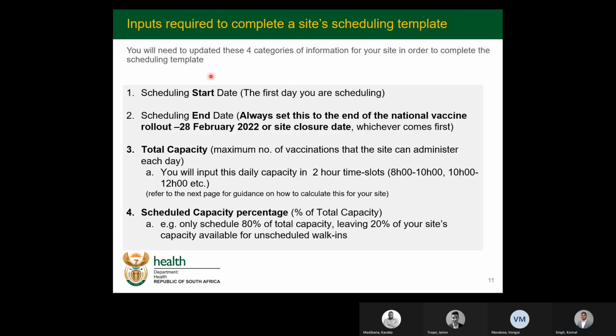Okay. From these slides onwards, we'll talk about how to set up the site scheduling template. Please note that you'll need to update these 4 categories of information for your site in order to complete the scheduling template. So the first one is the scheduling start date. This is the first date that your site is scheduling. The second one is the scheduling end date. Please note to always set this to the end of the national vaccine rollout, as I mentioned before. And this is the 28th of February 2022, or the site closure date, whichever comes first.